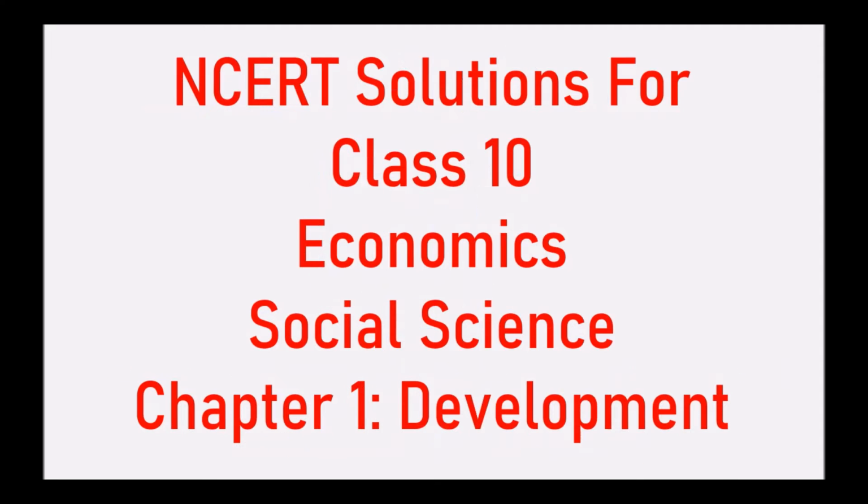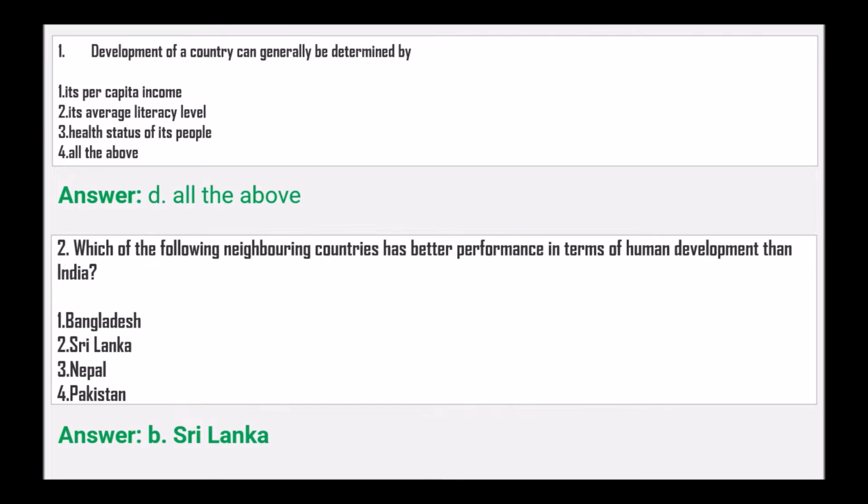Today we will see a video related to NCERT Solutions for Class 10 Economics, Social Science, Chapter 1 Development. So let's solve the textbook exercise. The first question is, development of a country can generally be determined by. The answer is all of the above, that is its per capita income, its average literacy level, and the health status of the people. Which of the following neighboring countries has better performance in terms of human development than India? That is Sri Lanka.